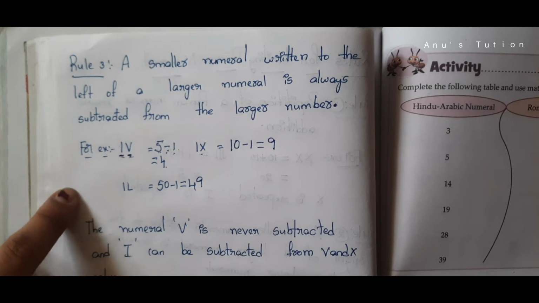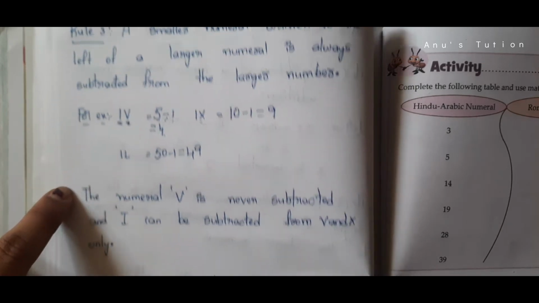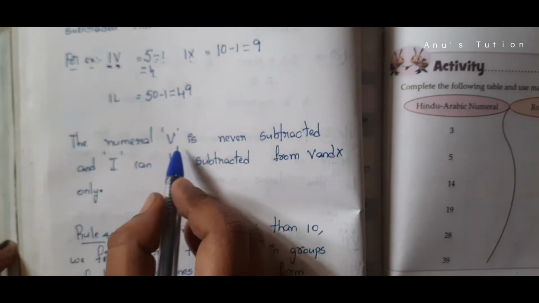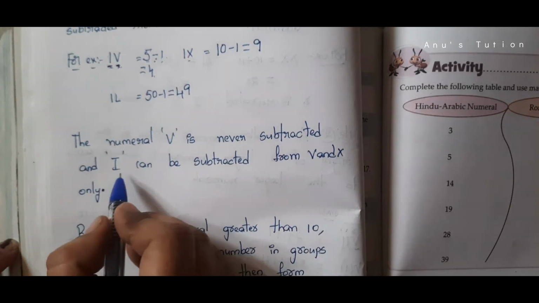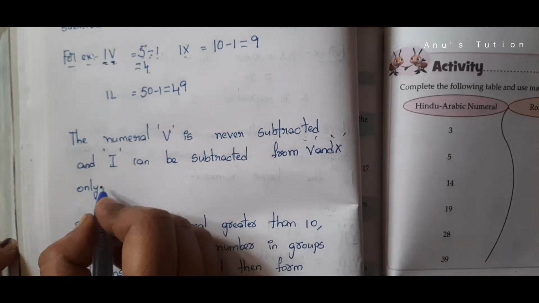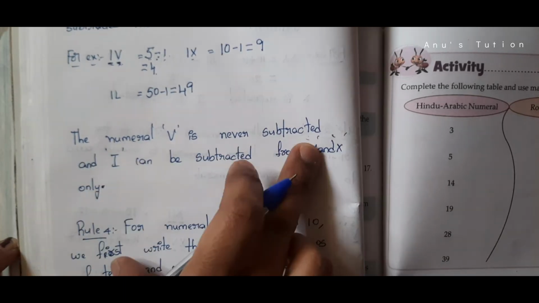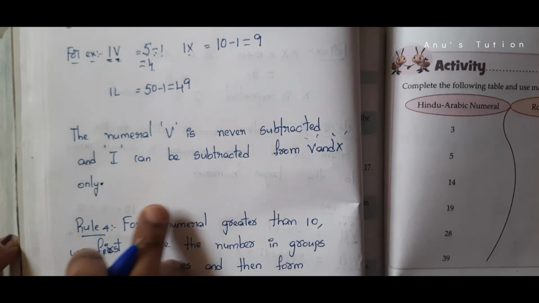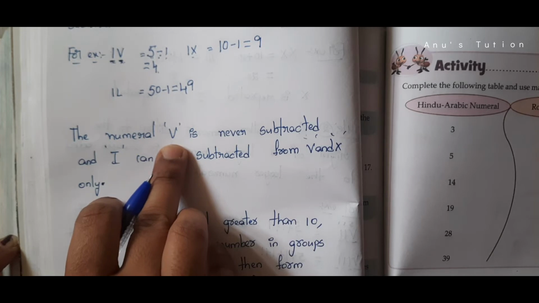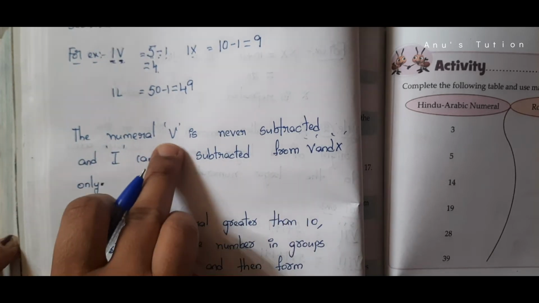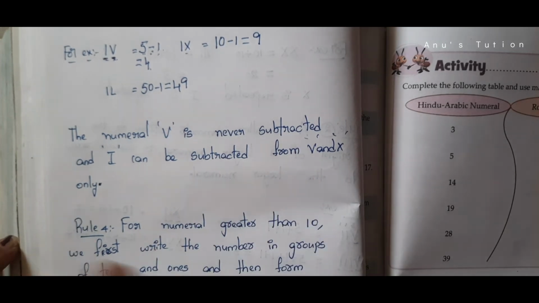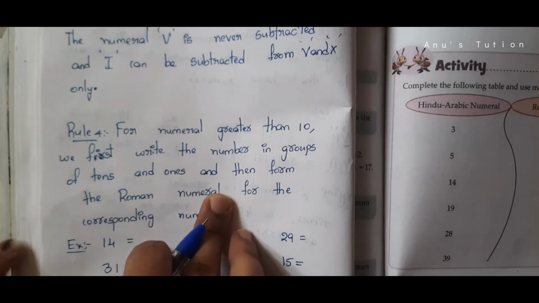Next, here is another important point in rule number 3 that we will discuss now. See here, all of you. The numeral V is never subtracted, and I can be subtracted from V and X only. It is a very important point. It is a rule also. V will never be subtracted, and I can be subtracted from V and X.